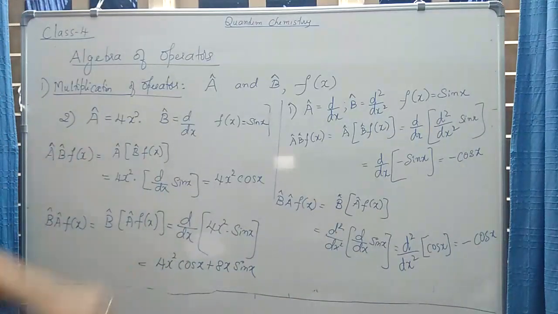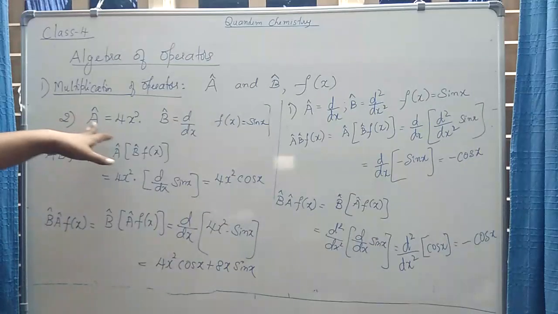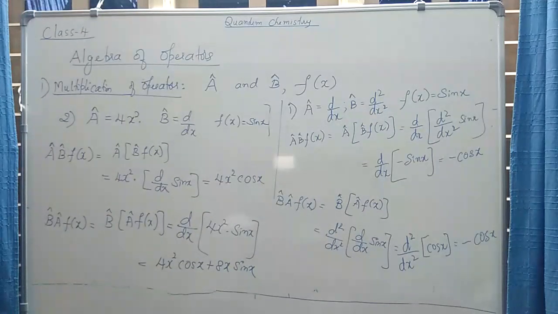Now it is clear that A into B is not equal to B into A. So in this particular example, these two operators give different results for A into B and B into A, and therefore we should be very careful in knowing in which sequence we have to apply these two operators. So when we are working with new operators, we always have to be very careful to know the sequence in which the operators have to be applied.